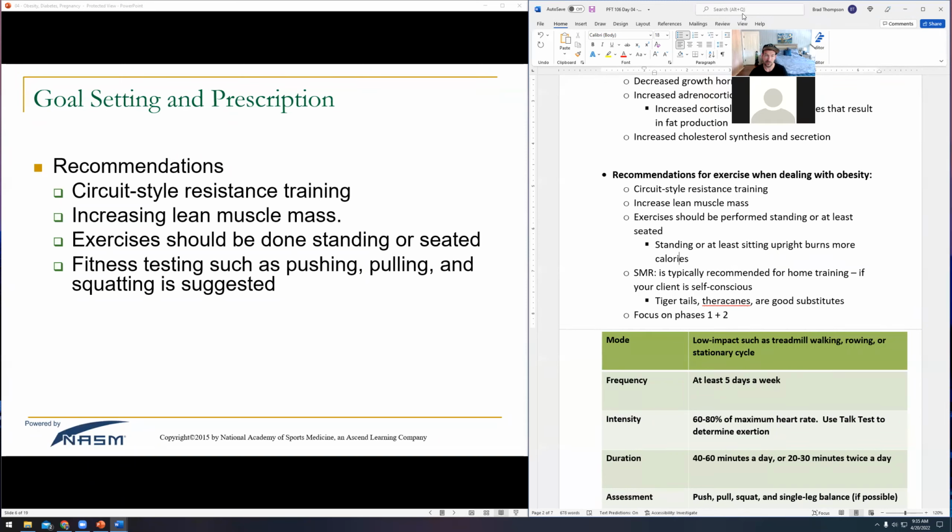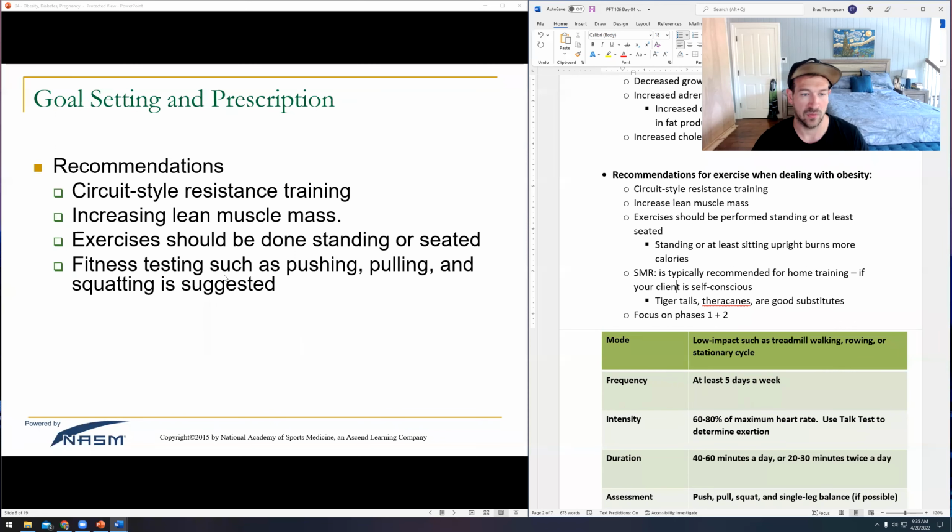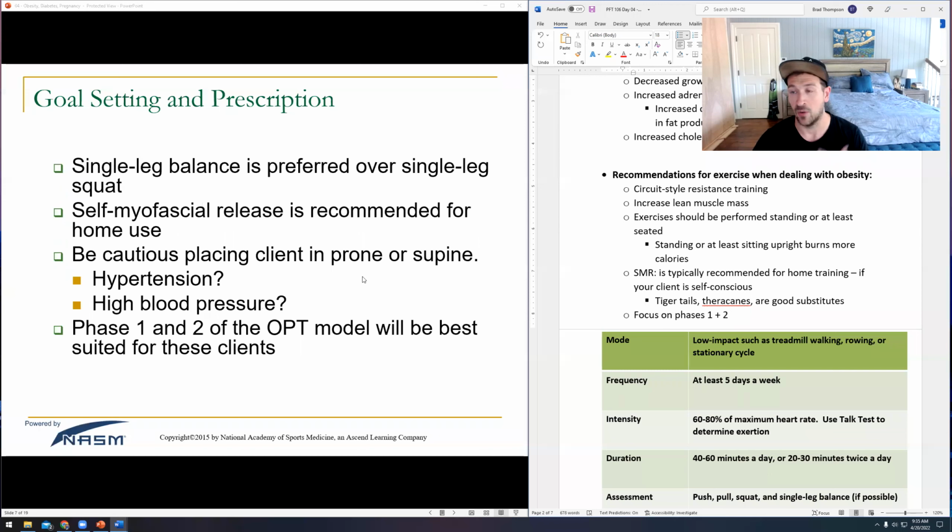And then when it comes to our assessments, we're generally going to focus on pushing assessments, pulling assessments, and squatting. Single leg balance is obviously big. All the regular assessments that we see. I didn't even put that in the notes because it's all the standard ones.